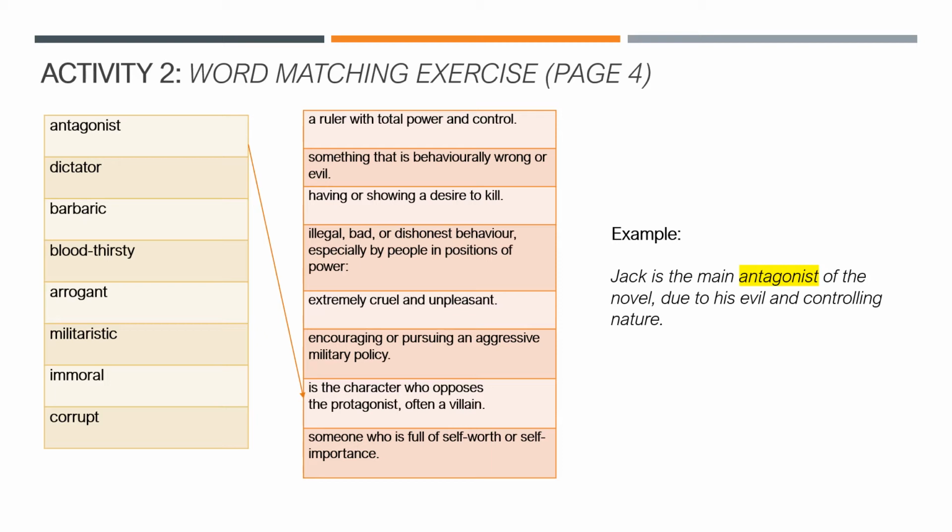To solidify your knowledge, underneath, I would like you to write 3 sentences with 3 new words of your choice from that table. I've done an example for you, so I've put antagonist into a sentence which says, Jack is the main antagonist of the novel due to his evil and controlling nature.